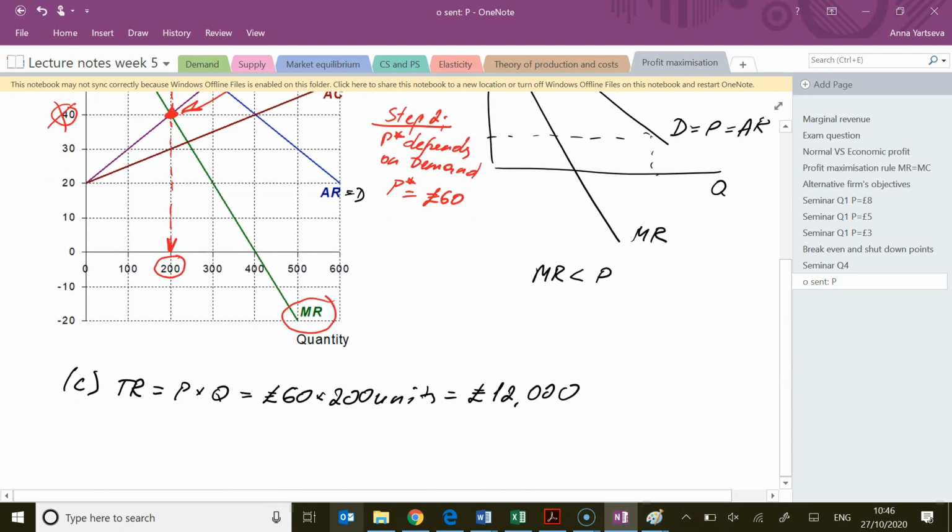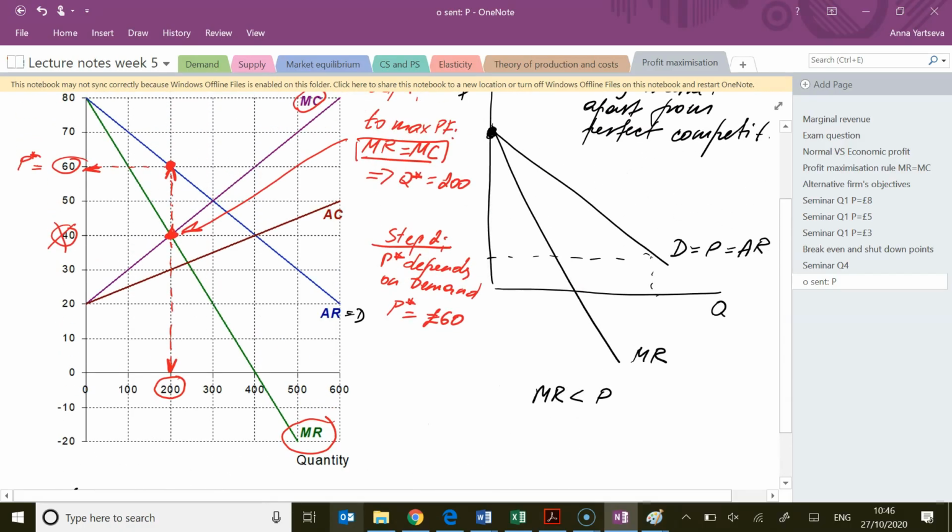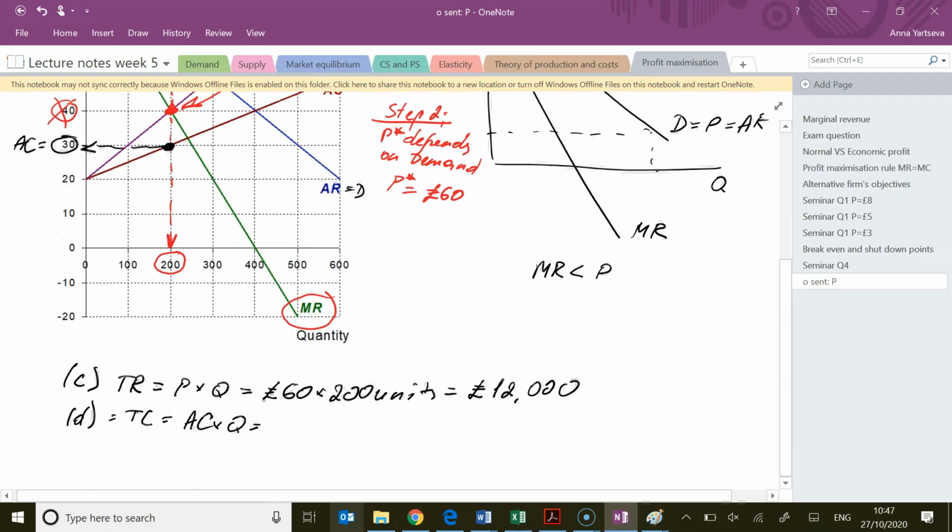Next question. What is the total cost? Total cost is average cost times number of units. What is the average cost? Average cost is shown by our average cost curve, which is this brown line. When we sell 200 units, average cost will be determined by this point on the brown line, which is 30 pounds. Average cost is 30 pounds.